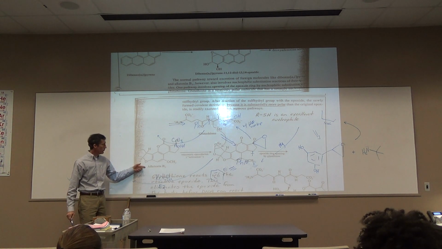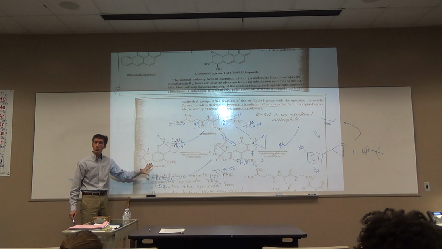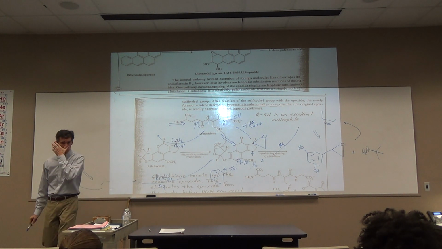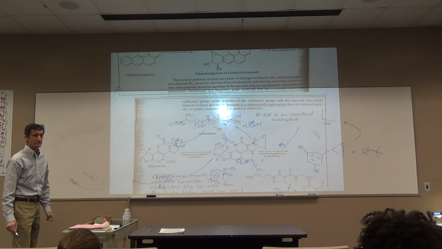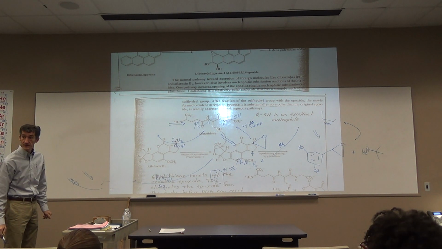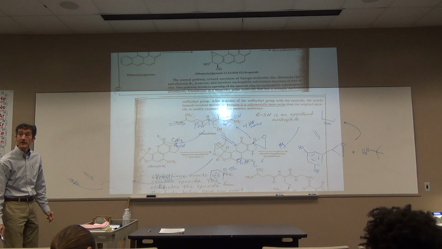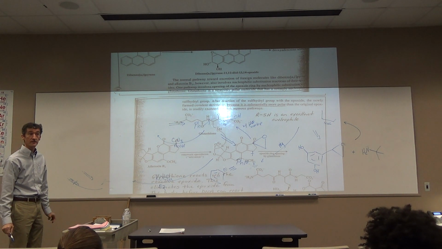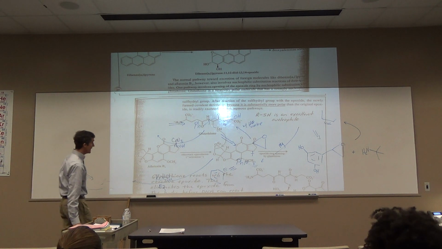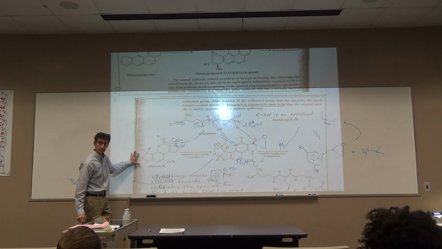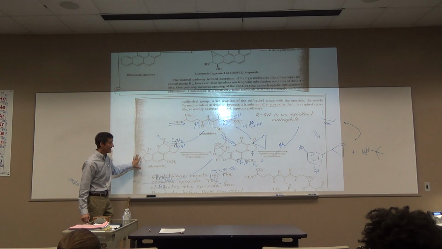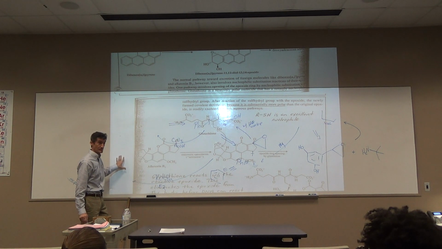Aflatoxin B1 is one of the most toxic compounds known to man, particularly in causing cancer. Okay? It's formed by a fungal organism. Penicillin is also formed by a fungal organism. Penicillin is a good compound, very helpful to mankind, right? This compound formed by some fungi is a bad compound.